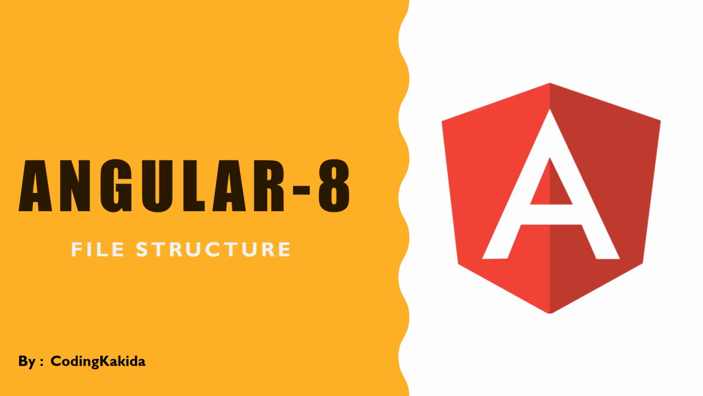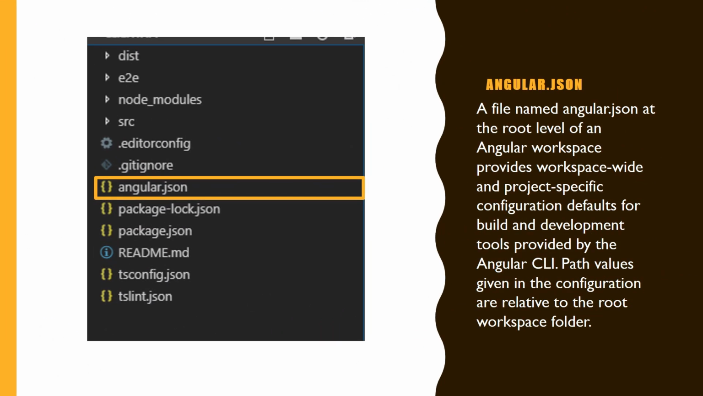Today in this video we'll discuss the file structure of Angular that is automatically generated by Angular when you create any project, because it is very important to know which files and folders are most important to us and what type of changes we can make there to get the best output. So let's start. First of all, we'll discuss angular.json from the base directory.